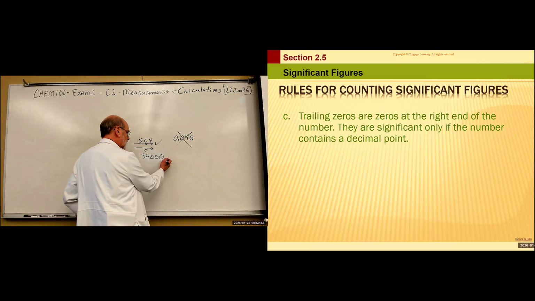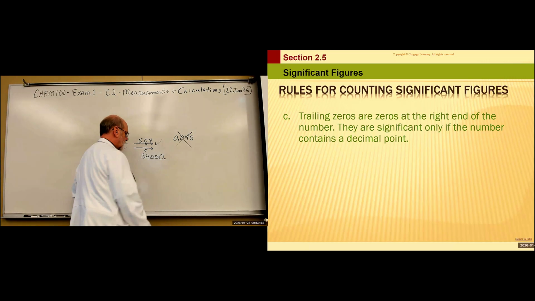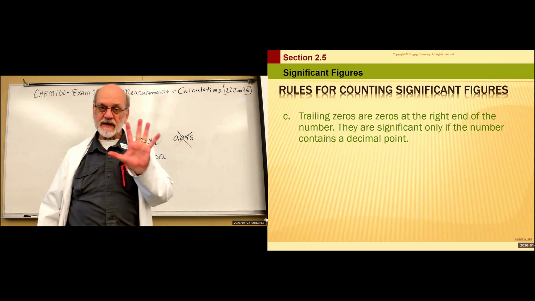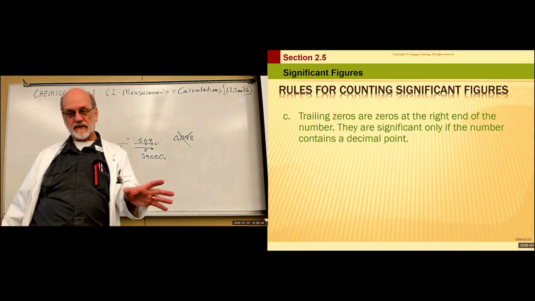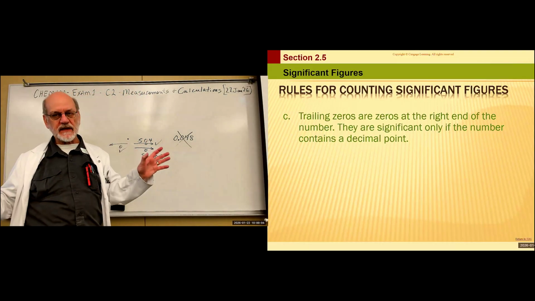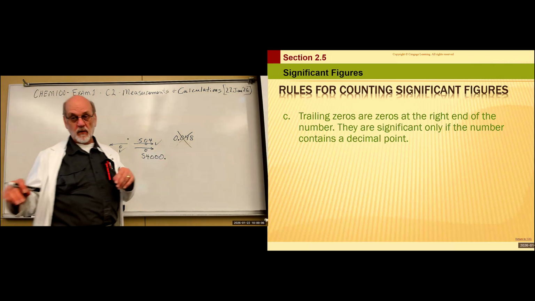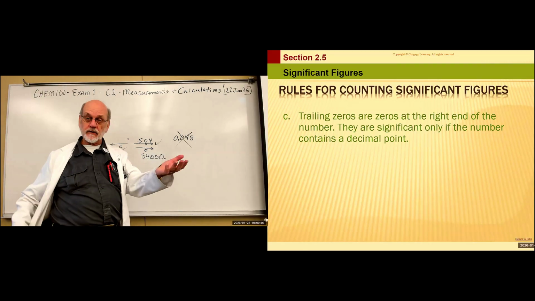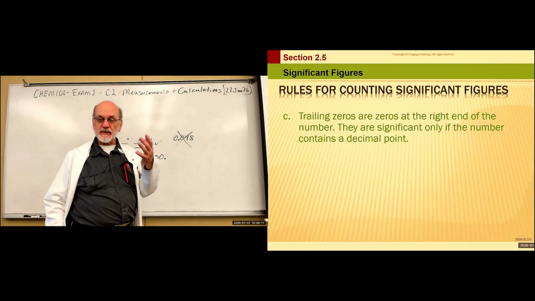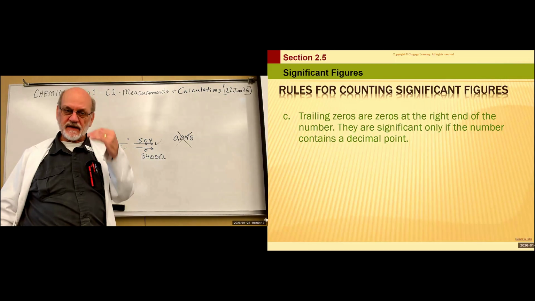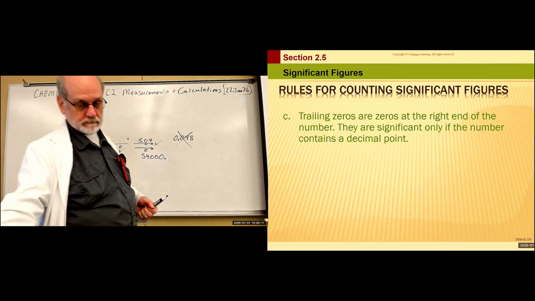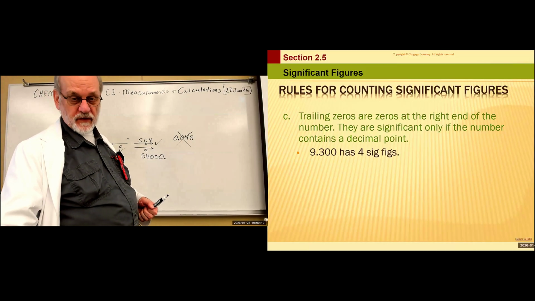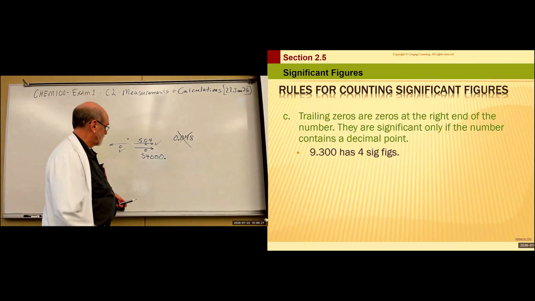But if we put a decimal here, we would have 5 significant figures. That's an explicit decimal versus an implied decimal. Every number has implied decimals, even if we don't show them. But explicit decimals have a special place in this set of rules, right? So that has 4 significant figures.